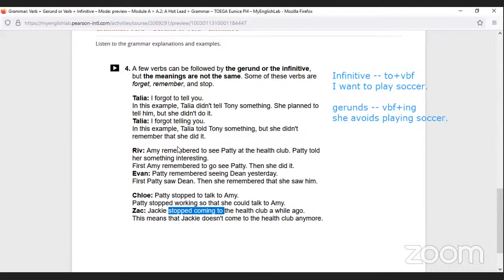Okay, so these are the three most common verbs that have two meanings if we use with infinitives or gerunds. Okay, but these are the only three ones. Okay, Eunice? Okay, teacher. Perfect. So now we're going to do the practice with the verbs in order to identify if it is with gerund or infinitive. Okay, so let's do it.